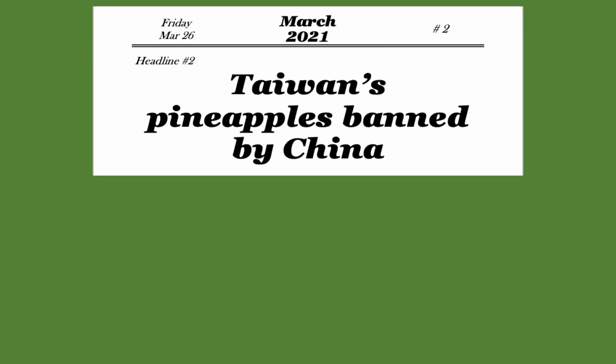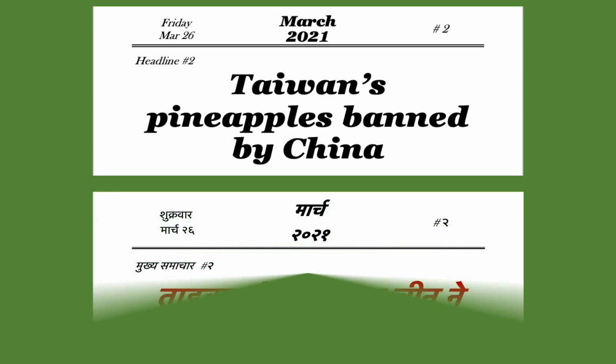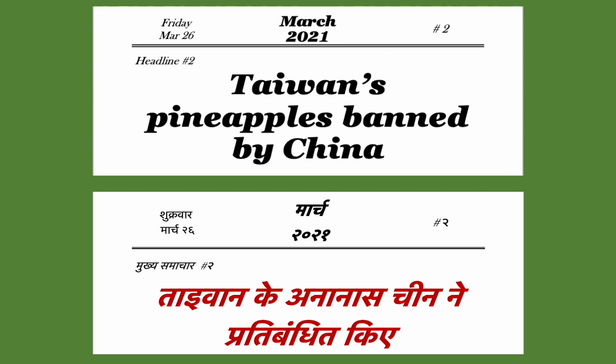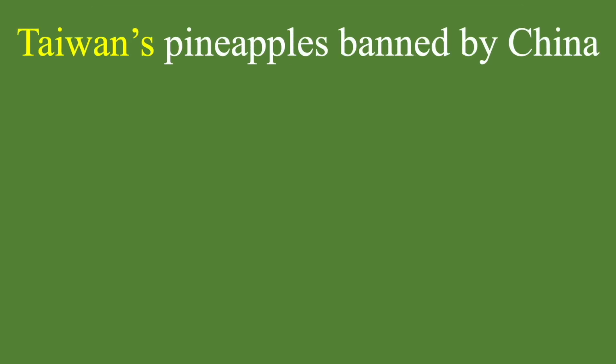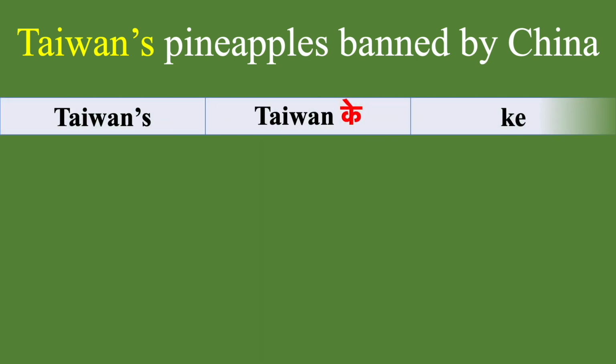Now let's go to headline number 2. Taiwan's pineapples banned by China. ताइवान के अनानास चीन ने प्रतिबंधित किए. Here, just like Deer Island, Taiwan is the name of a place, so will stay the same in both Hindi and English. However, Taiwan's means of Taiwan, so that will translate to Taiwan ke.